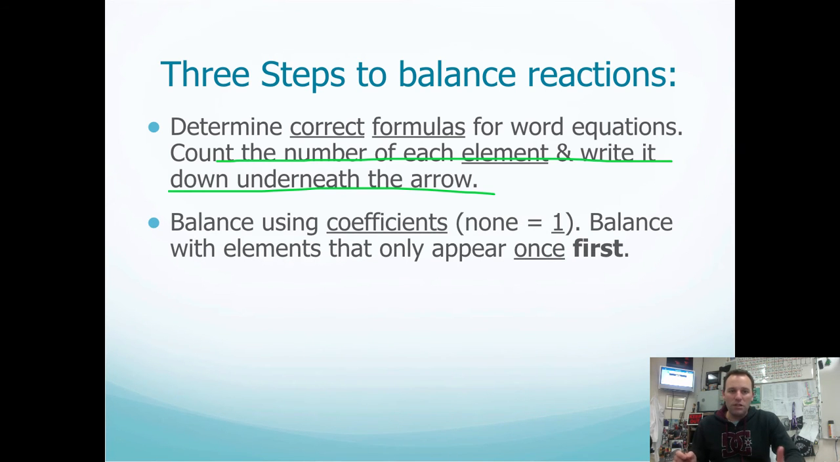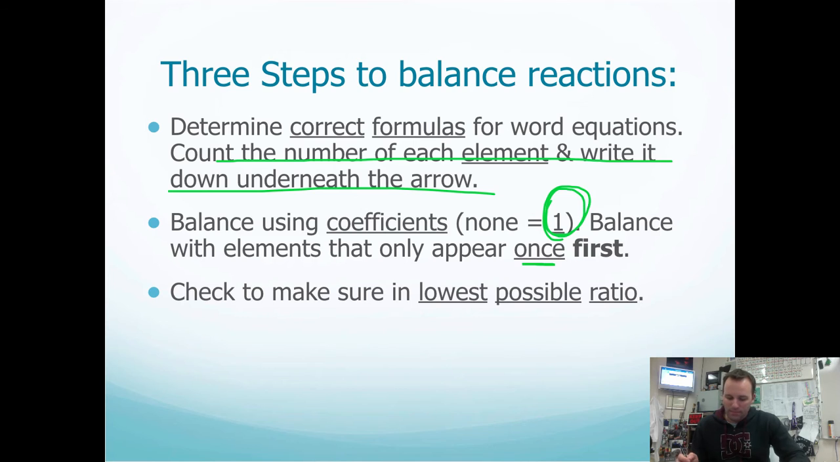Balance using coefficients, so you make it equal on both sides. The number in front multiplies the entire substance by that number. If you don't put anything, that means 1. It doesn't mean 0. If you have elements that appear once, you should do those first. Then you have to make sure it's in the lowest possible ratio.